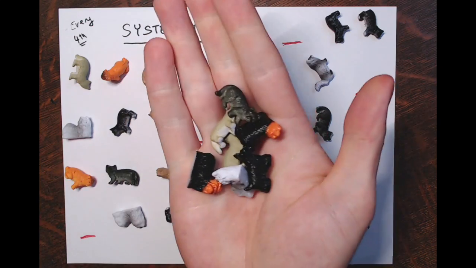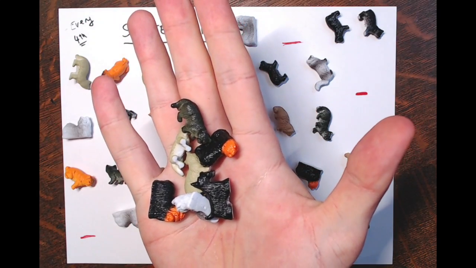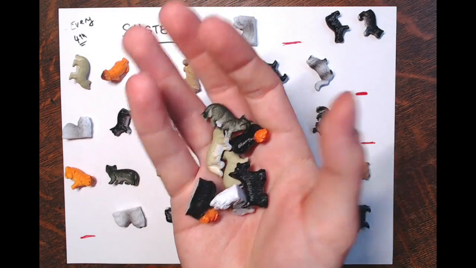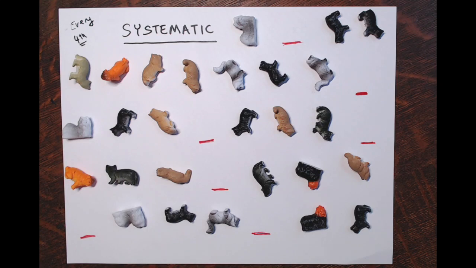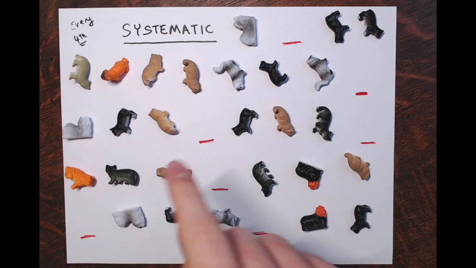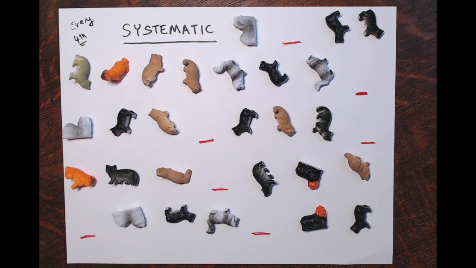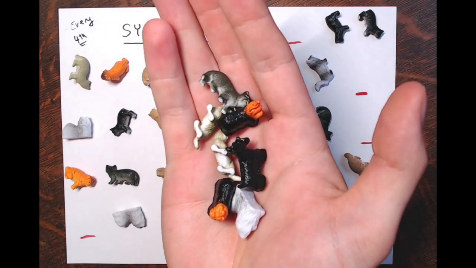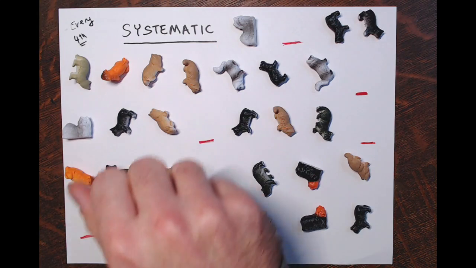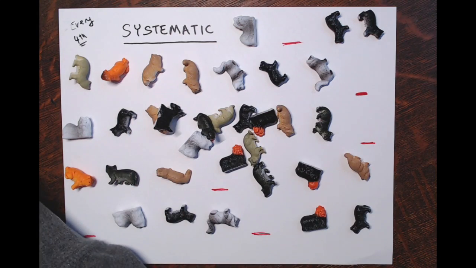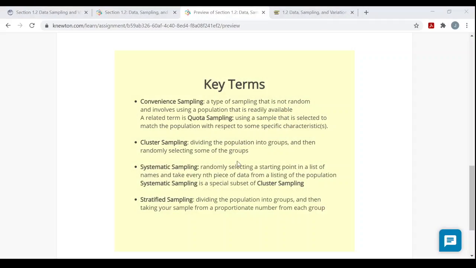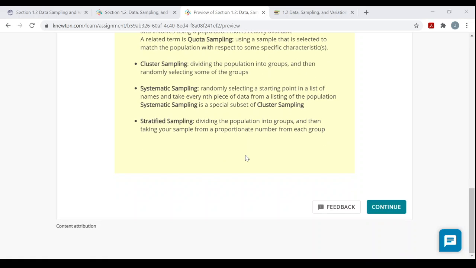Now I've got my sample of 7 animals in my hand, and this is what I'll study from the population. So you start at a random spot, and then you count every 5th person, every 4th person, every 10th person, until you get the sample size you wish. Like here I wanted 7 animals. That's systematic sampling. Okay, so we got the types of sampling down.